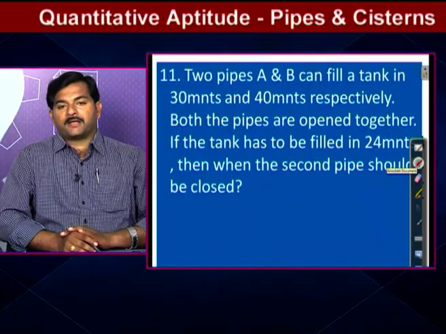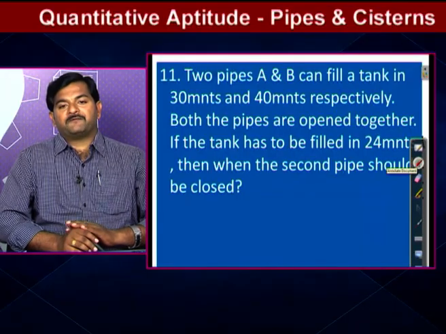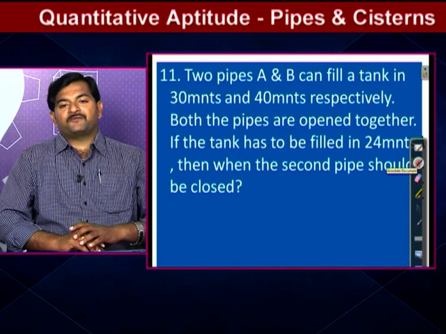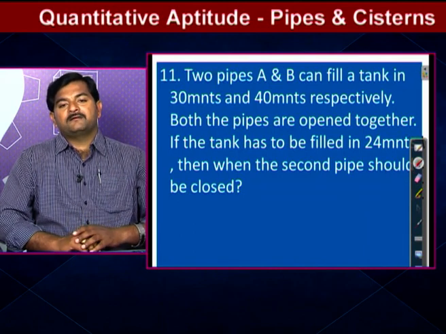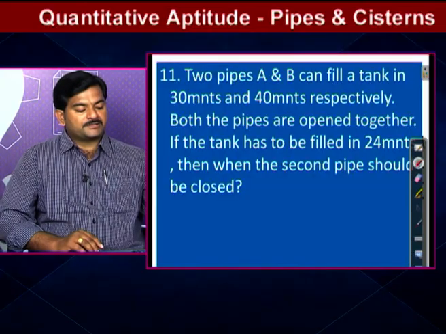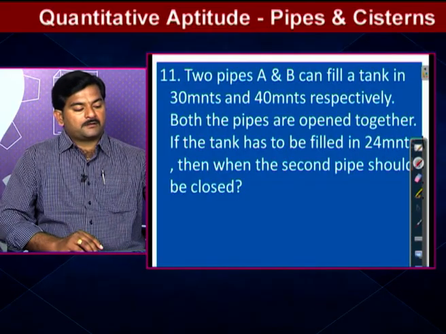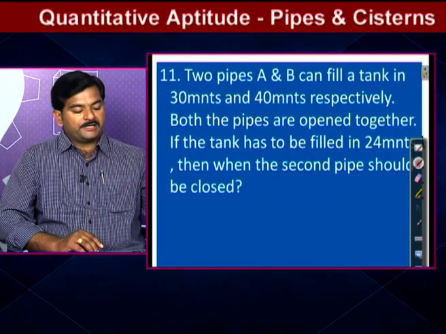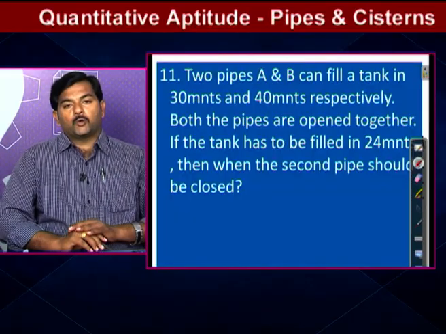Two pipes, A and B, can fill a tank in 30 minutes and 40 minutes respectively. Both pipes are opened together. If the tank has to be filled in 24 minutes, then when should the second pipe be closed? Observe, this is a very beautiful question. Only two pipes, A and B, can fill a tank in 30 minutes and 40 minutes respectively.